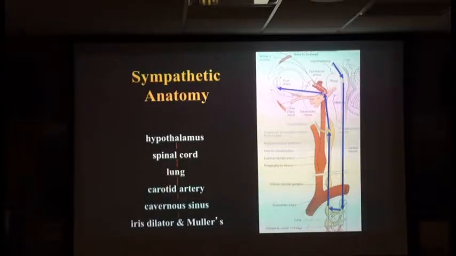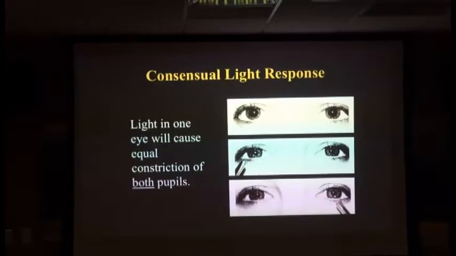And we'll talk about what happens when there's an abnormality of the sympathetics. But this has got nothing to do with relative afferent pupillary defects, which is one of the main things you're looking for, and one of the main points of the talk is to be able to identify RAPDs. But there are other problems that some of you may know, some of you may not, that can happen if there's a problem with the sympathetics. And we'll talk about that after we talk about relative afferent pupillary defects.